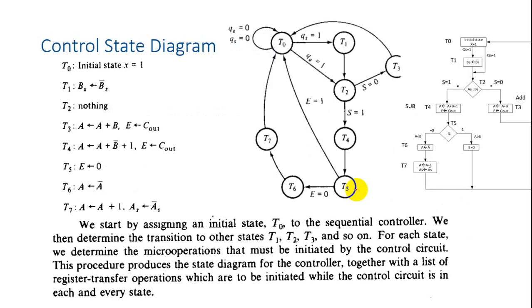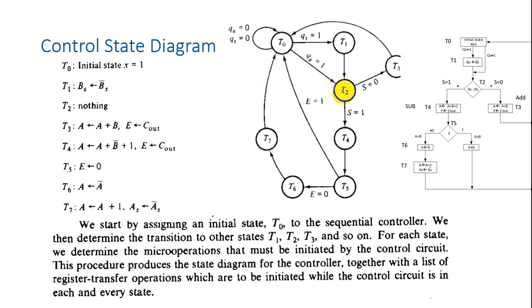Look at over here. Based on this state diagram and this flowchart, what are the operations at different states? At state T0, what are the operations happening? At the state T0, x equal to 1. Initial state x equal to 1. Okay. At state T1, what you do? You take the complement of sign B. At T1, you take the complement of sign B.